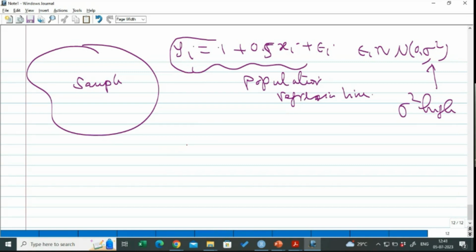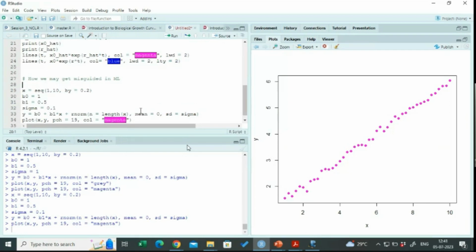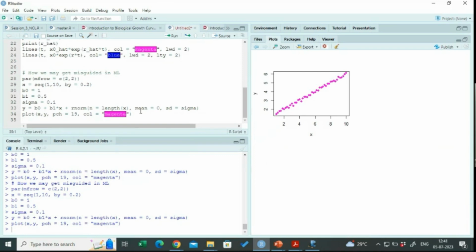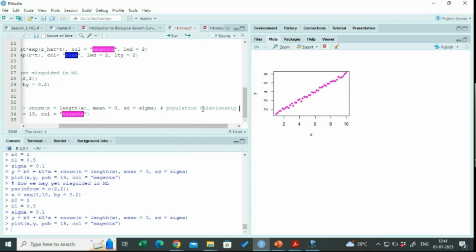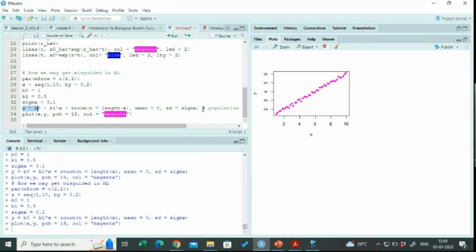So let us try to analyze this by means of a simulation. So if I am having a sigma square, let me take 2 comma 2, 4 plots. So here your sigma is small. Remember that I am simulating from a linear regression model. The population line is linear. So the population relationship is linear. This is true because I am simulating from a linear population.